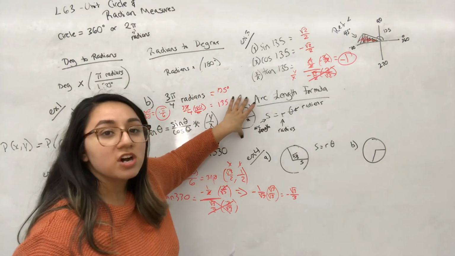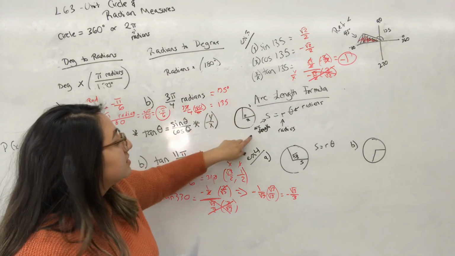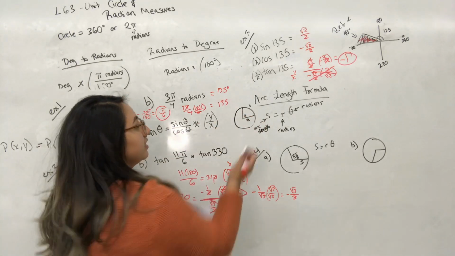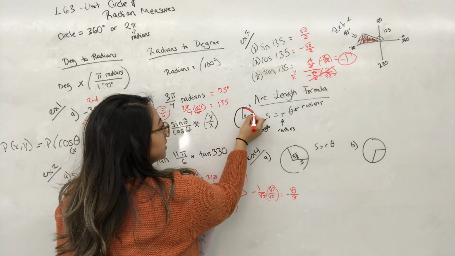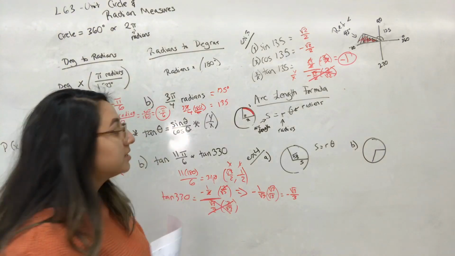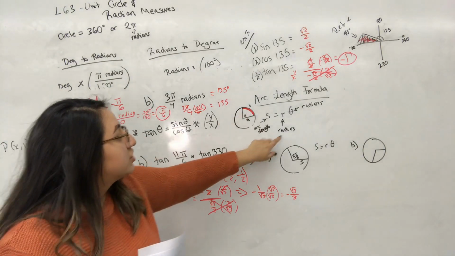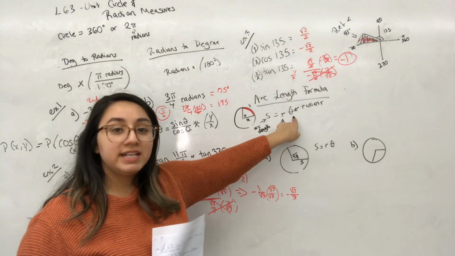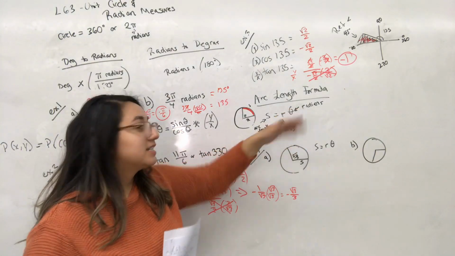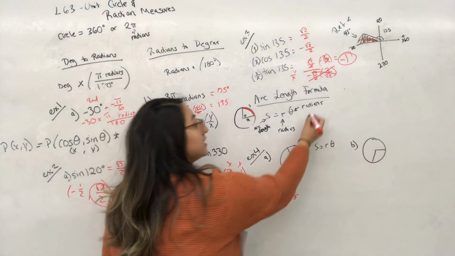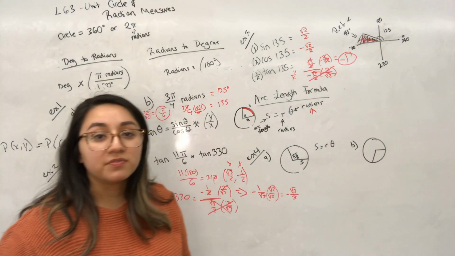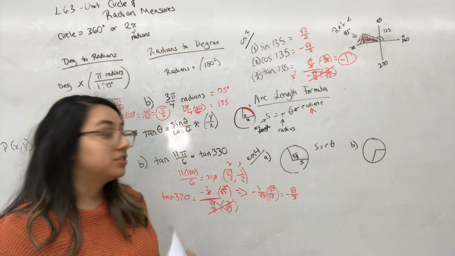Now the last part is arc length. Arc length is the measurement of this side right here. It's this outer portion, if you remember from geometry last year. We're trying to find the measurement for that. To find it, it's your radius times your radians. This has to be in radian form. So if you have degrees, you have to convert it to radian form.